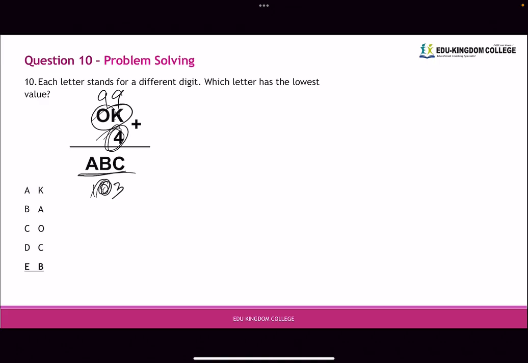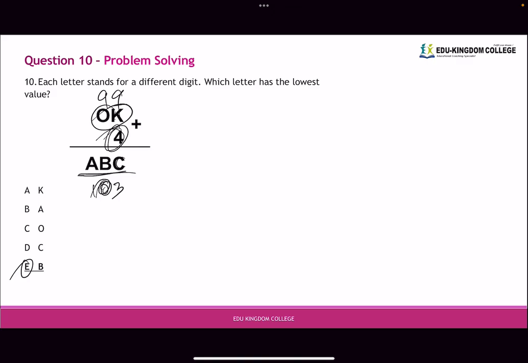So K can't be 6 because C can't be 0 as well. B and C are different. So B is always 0. C might be 0, but the chances are not very high here. So B is definitely going to be 0. So we're going to go with option E, which is the letter B, which is going to be 0.